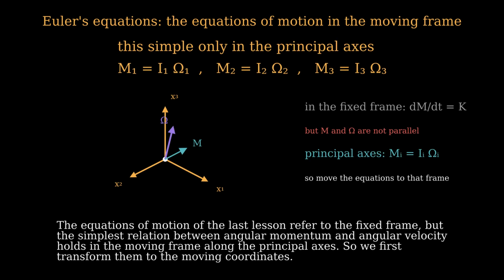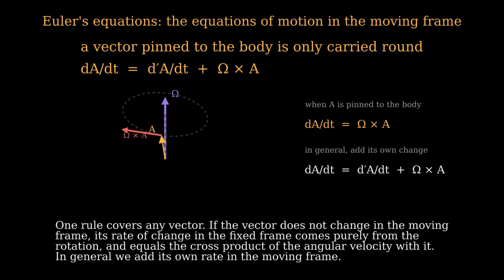The equations of motion of the last lesson refer to the fixed frame, but the simplest relation between angular momentum and angular velocity holds in the moving frame along the principal axis. So we first transform them to the moving coordinates. One rule covers any vector.